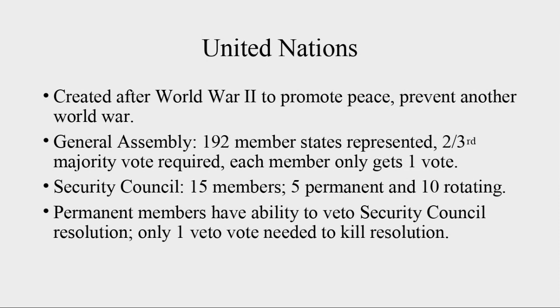The General Assembly meets from September to December of every year at the UN headquarters in New York City. This year, of course, it's largely been a virtual meeting. You can't have that many people at the UN. But usually, they meet at the UN headquarters. You need a 2/3 majority vote to pass a resolution, and each member only gets one vote. So this is where we sometimes see things like criticism of US policy abroad, or criticism of Russian interference into Ukraine, things like that.